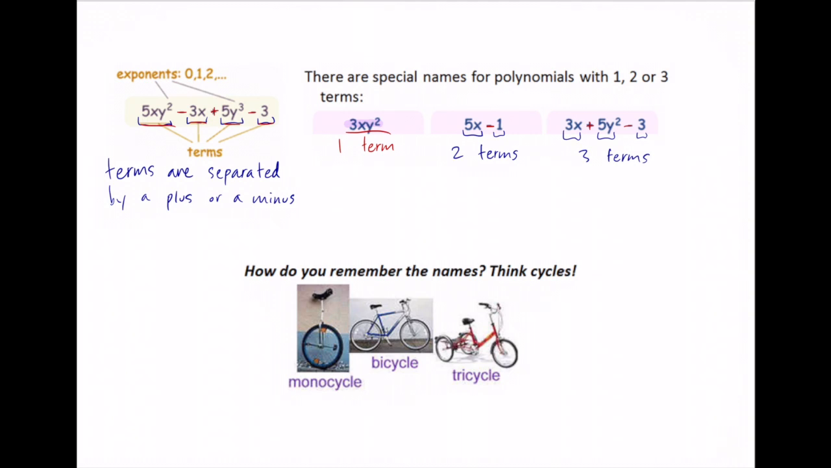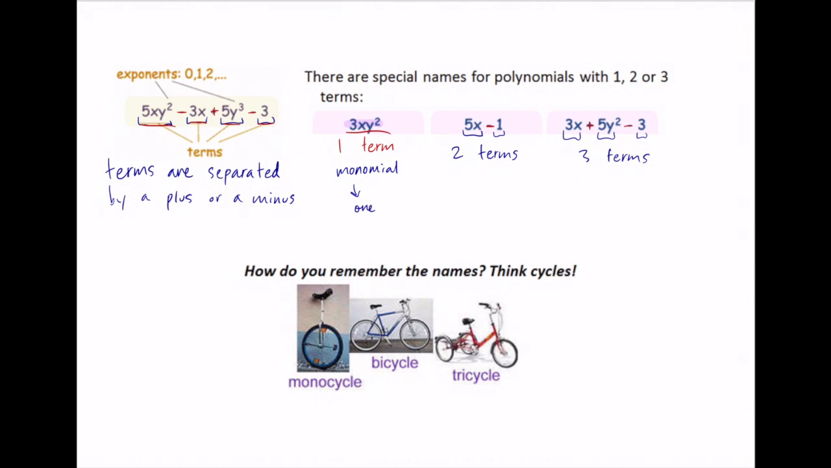Now we have different names for these. Think about a prefix that means 1. A prefix for that would be mono, like monotone. If somebody's speaking in a monotone voice, they just speak at one note the entire time. We call this a monomial, where mono means 1.